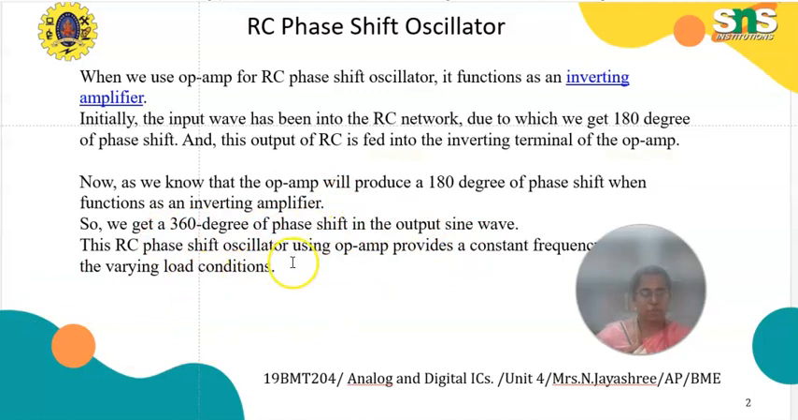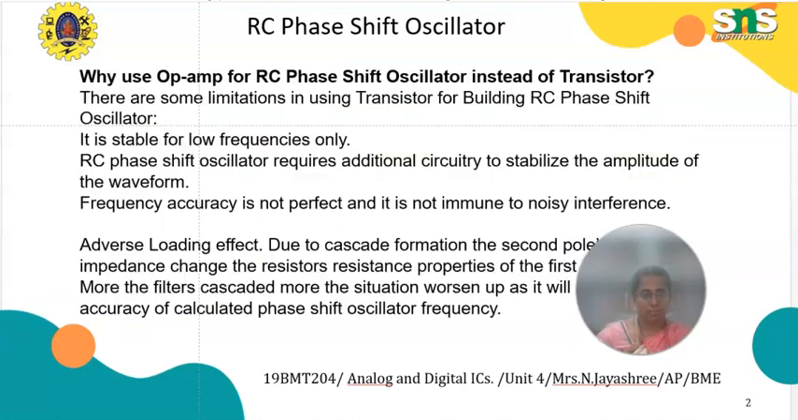The RC phase shift oscillator using an op-amp provides a constant frequency under varying load conditions. So why use the op-amp in the RC phase shift oscillator instead of a transistor? There are some limitations to using a transistor for building an RC phase shift oscillator. It is stable only for low frequencies. It requires additional circuitry to stabilize the amplitude of the waveform, the frequency accuracy is not perfect, and it is not immune to noise interference.